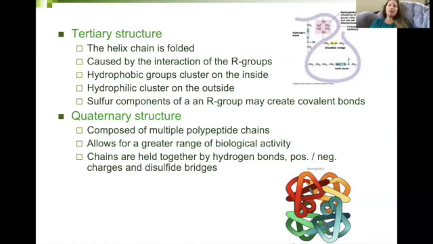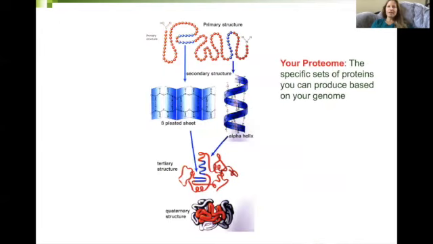Quaternary structure is composed of multiple polypeptide chains. What that means is you have a folded protein here and a folded protein here, and they come together, right? And it allows for a greater range of biological activity because depending on how it comes together, you now get active sites for enzymes. The chains are held together by hydrogen bonds, positive and negative charges, and disulfide bridges. Here it is in your picture form.